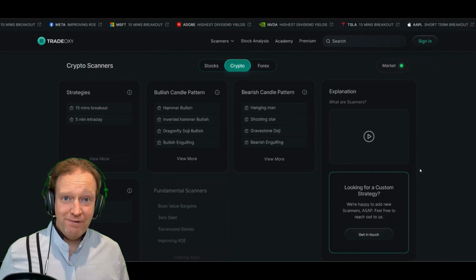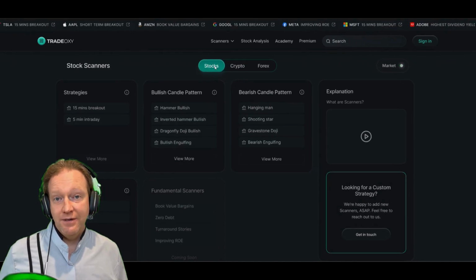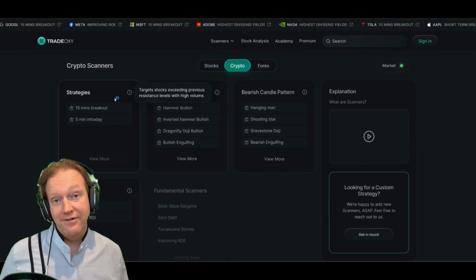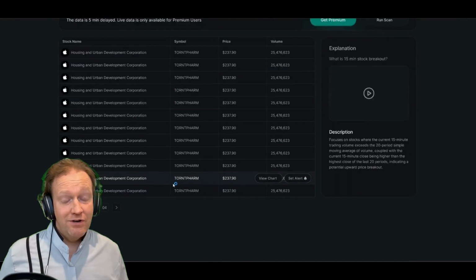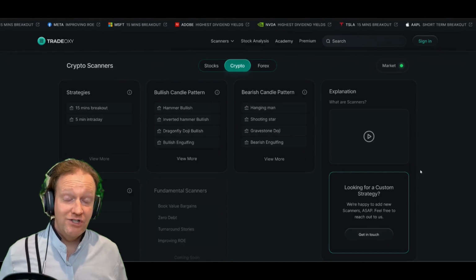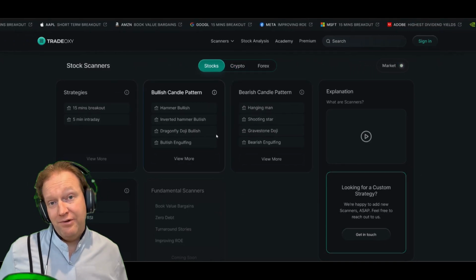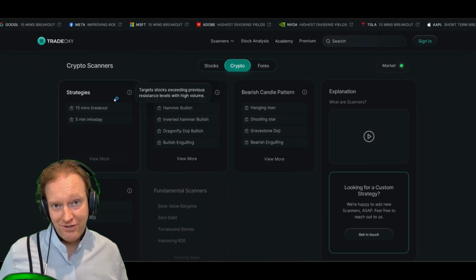On the TradeOxy platform, you can take our calculations and apply them to any of the tens of thousands of different assets that we track and calculate on. This includes the US stock market, crypto markets, and foreign exchange markets, which I think is pretty cool. Not only that, you can actually apply these calculations to multiple different time frames.